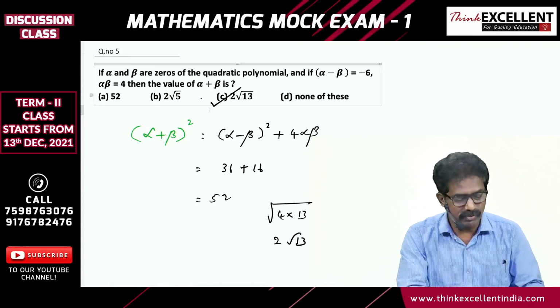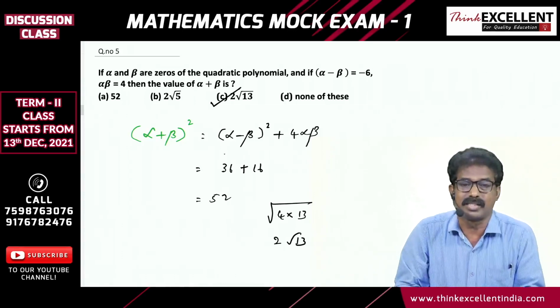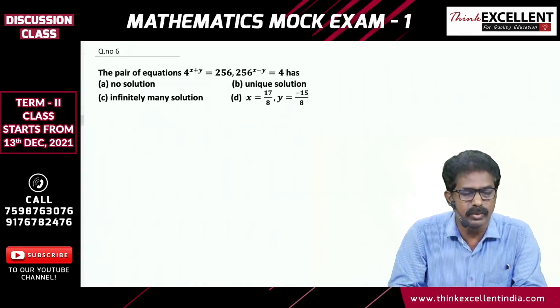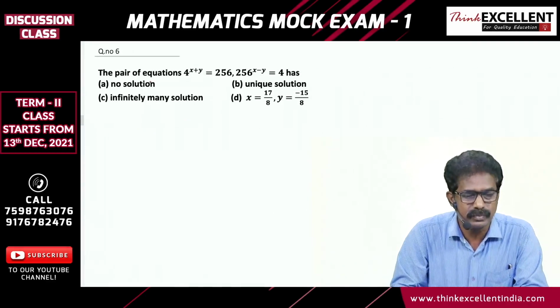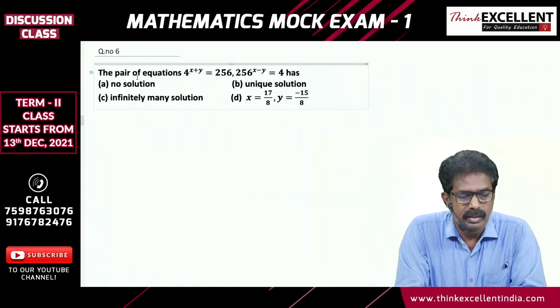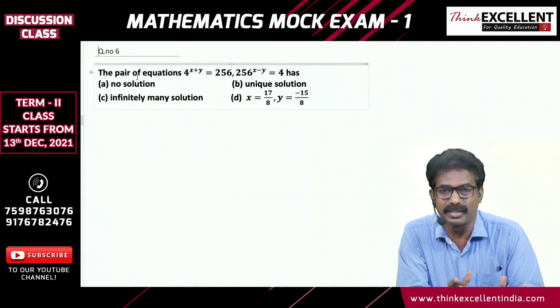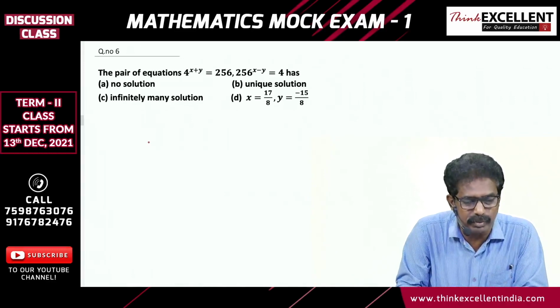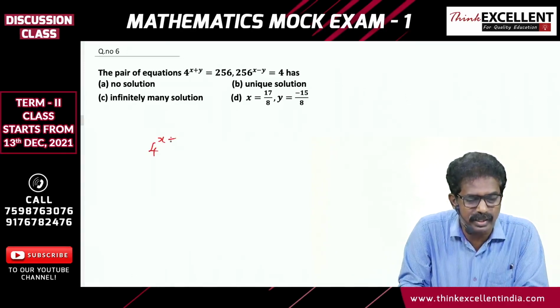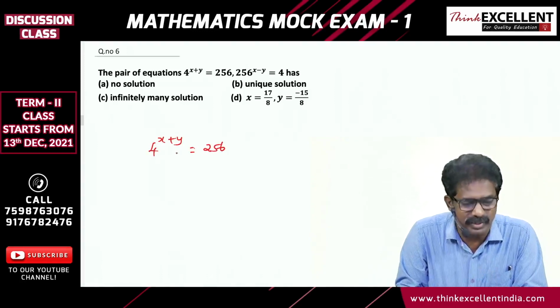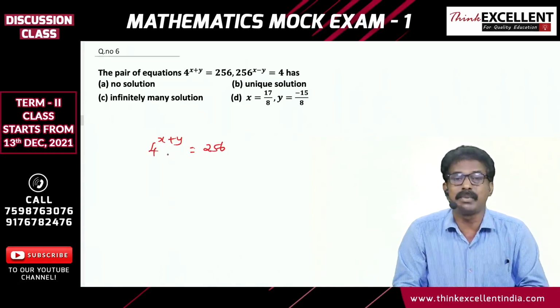Okay, so we finish the first 5 questions, right? Now we move on to question number 6. Listen now. The pair of equations. So 2 equations are given, but interesting equations, right? See, 4 raised to x plus y equal to 256. Yes, this can be simplified.